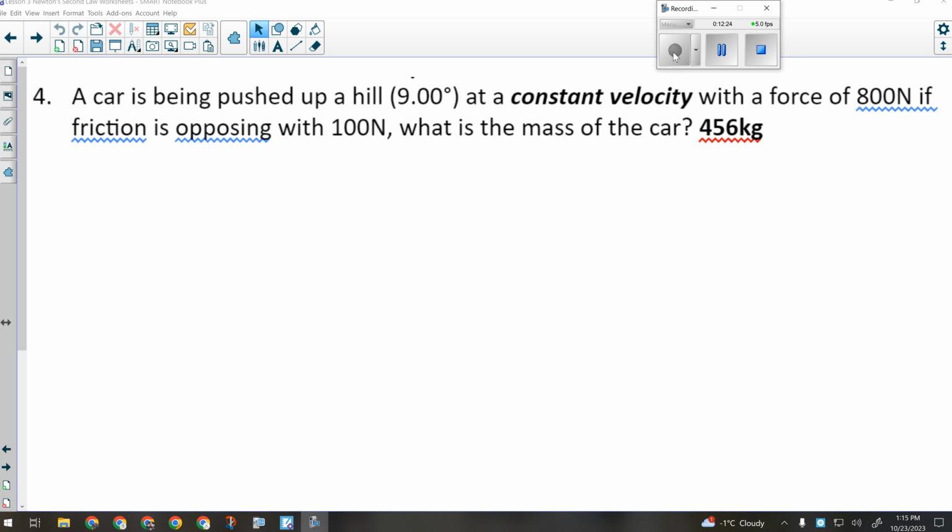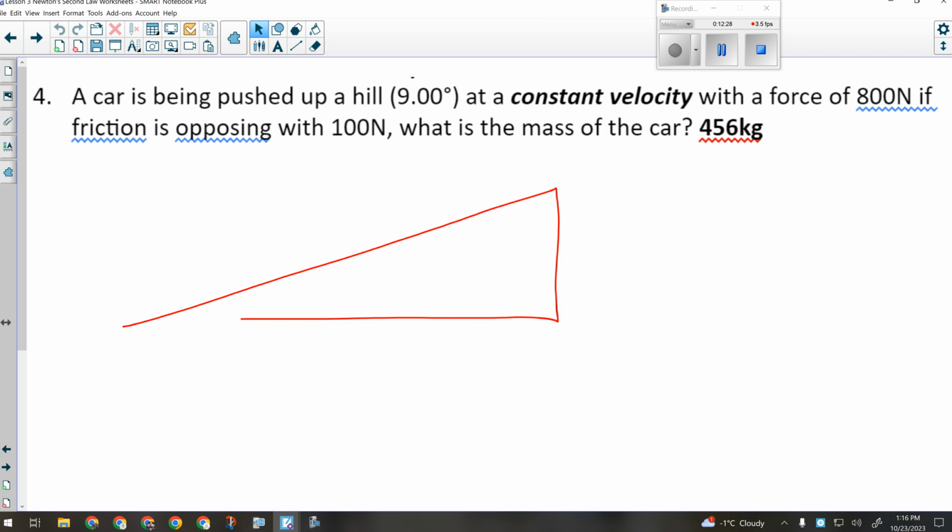In this problem, we have a car being pushed up a hill. We know the hill is only 9 degrees, and we're looking for the car's mass. Our internal triangle always looks the same, and I should always draw it, even if I'm not given any of the forces that are in it. I should draw it anyway.